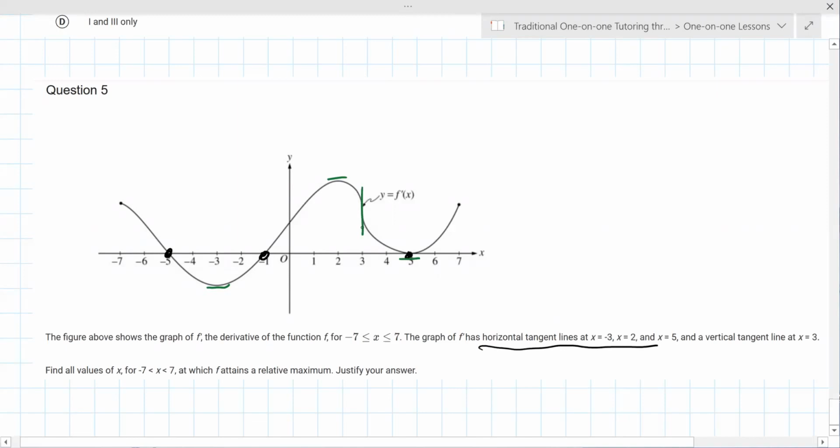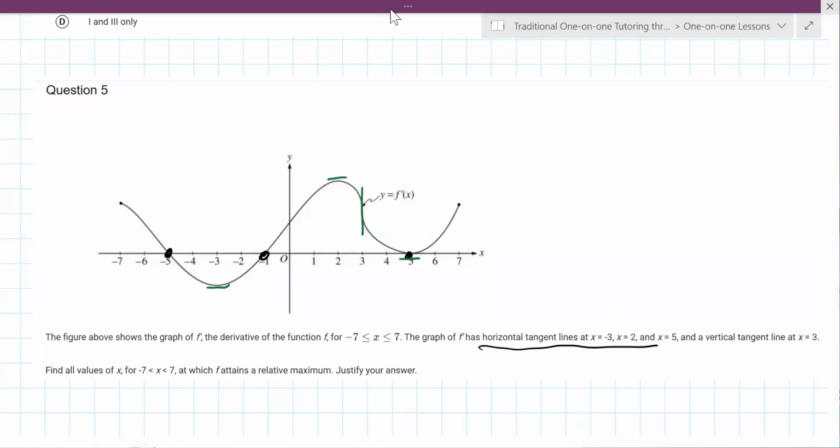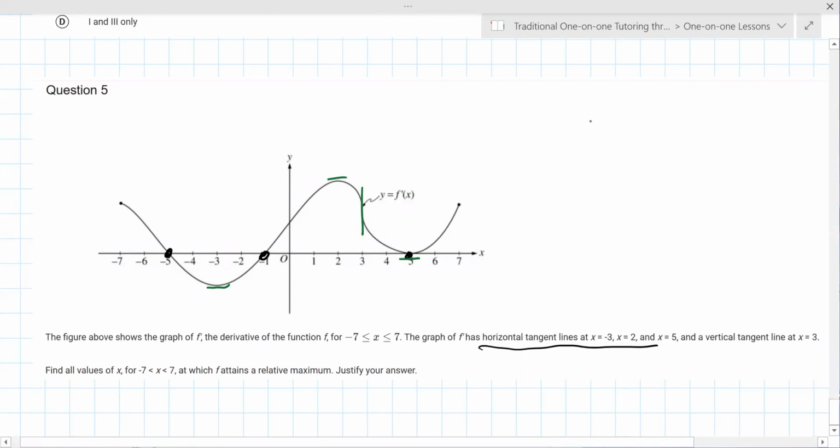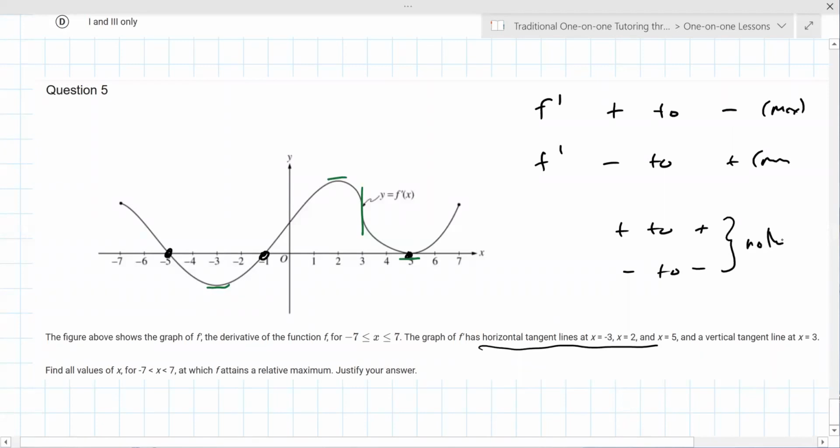Find all values of x for which f attains a relative maximum only. So I mentioned earlier, what does that mean? Just find where the relative maximum is? Well, from one of the very first problems we did, we said that if f prime of x goes from positive to negative, increasing, that's a max. And if f prime goes from negative to positive, that's a min. But if it's positive to positive or negative to negative, it's nothing. So we're essentially looking for crossing points. These are the only two that are of interest right there.